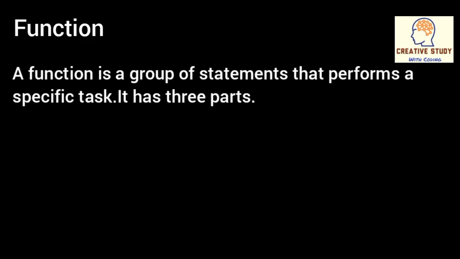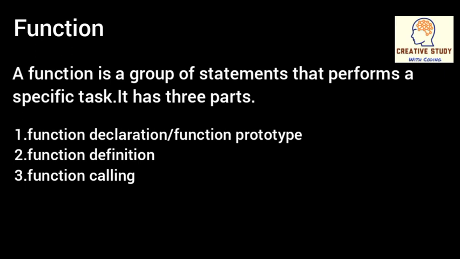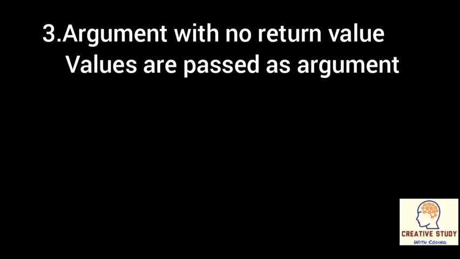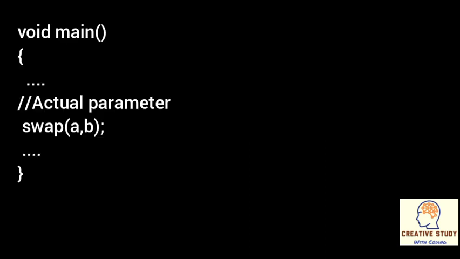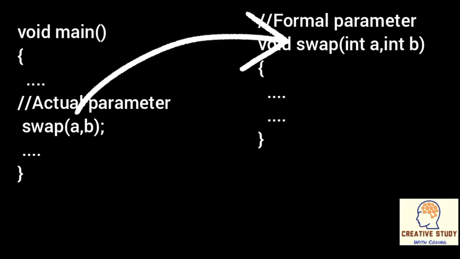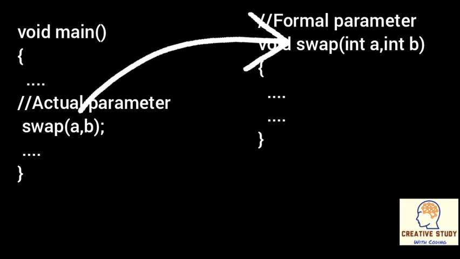A function is a group of statements that performs a specific task, and it has three parts: function declaration or function prototype, function definition, and function calling. And there are four ways to implement a user defined function, which is taught in video number 12. You may refer to it. Let's take one of them, that is argument with no return value, where values are passed as arguments. This is called the actual parameter and this is called the formal parameter. Values are passed from actual parameters to the formal parameters.